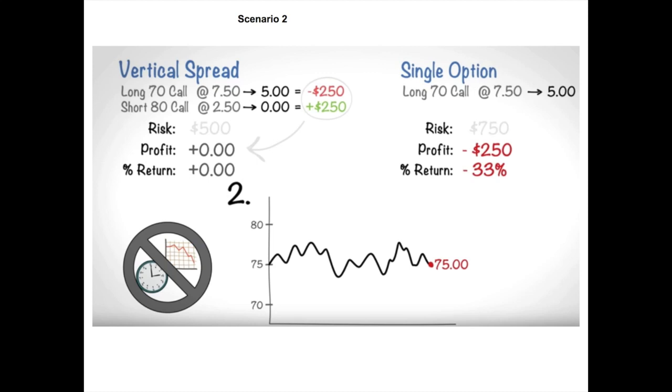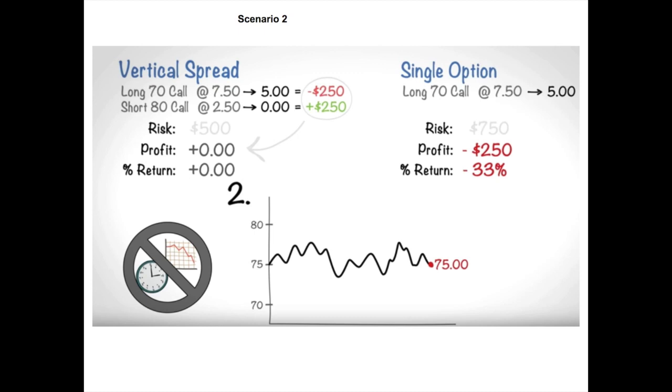So now if you subtract $5 from $7.50, that is $2.50, and multiply that by 100, that's negative $250 you lost. So when that balances out, that makes a $0 profit, which equals a 0% return.